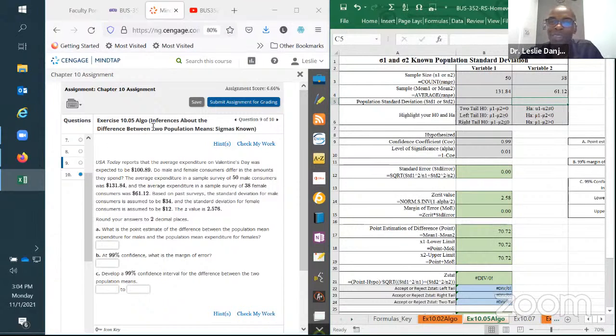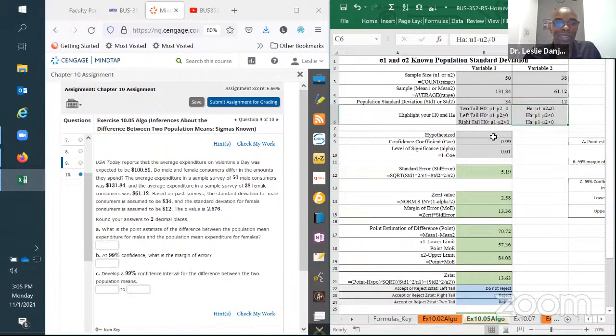Anyways. All right, what is my population standard deviation? For the males, it's 34, the spreadness of my data. So males could go all the way up to basically 160. For the female, the spreadness is $12. We're not gonna judge, we're not gonna judge.